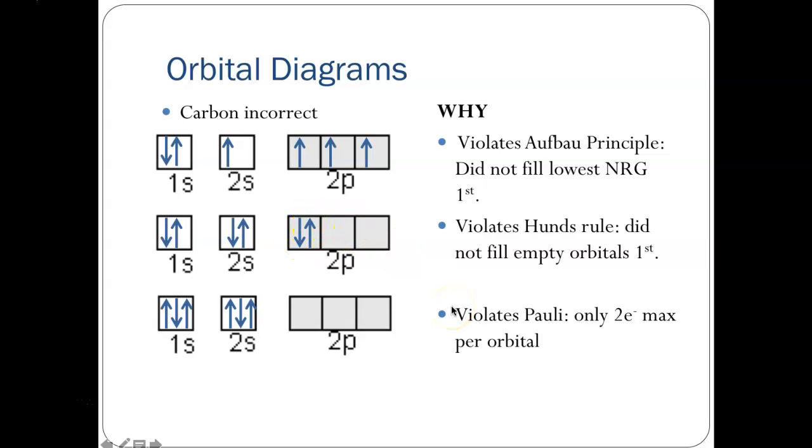And finally, this last one violates the Pauli exclusion principle because it has too many arrows in each box. So that is the end of our presentation today, talking about electron configurations with orbital diagrams, and you'll get some more practice in after this.